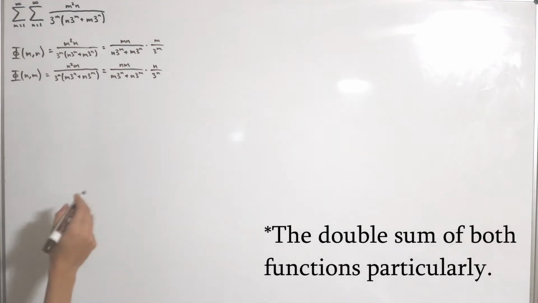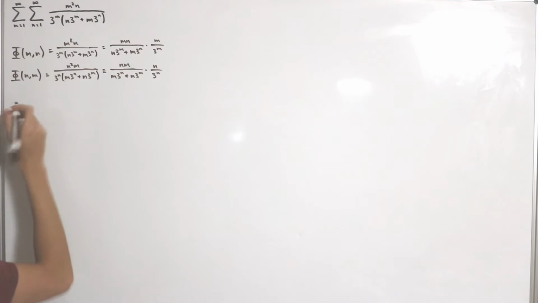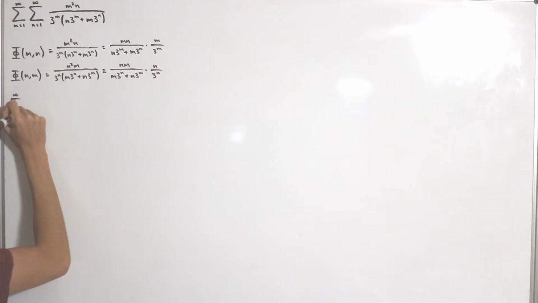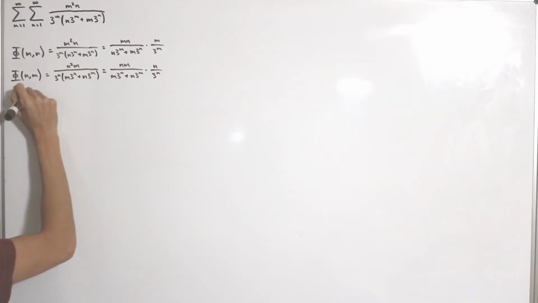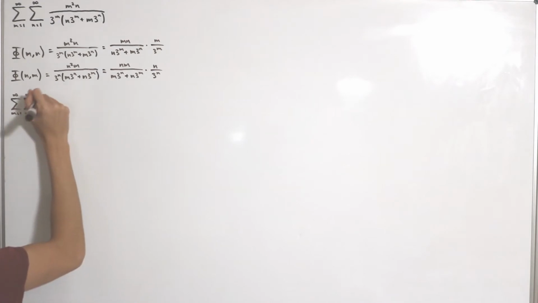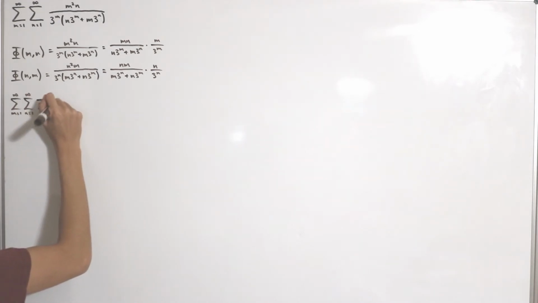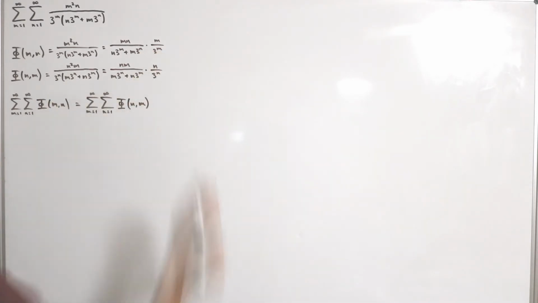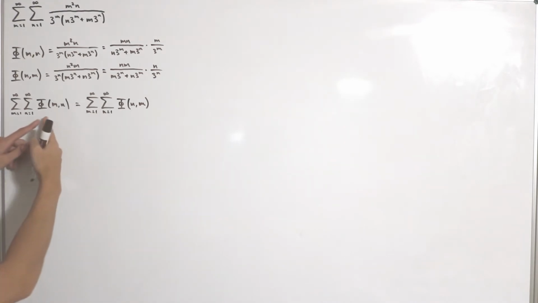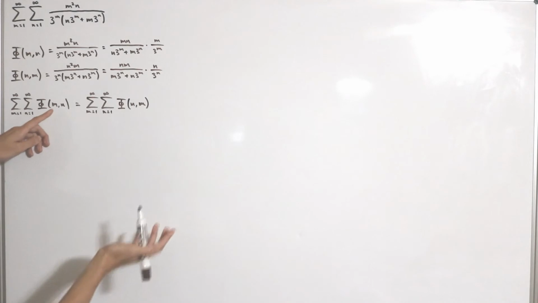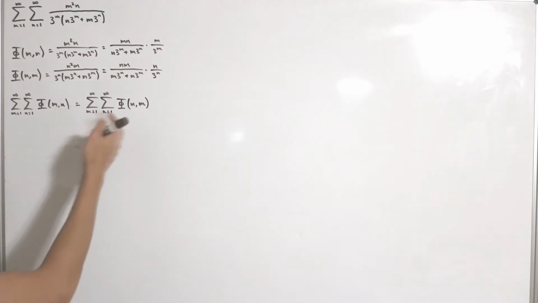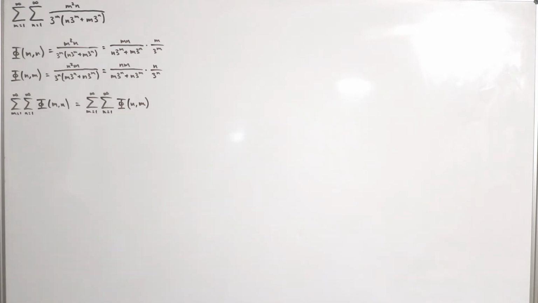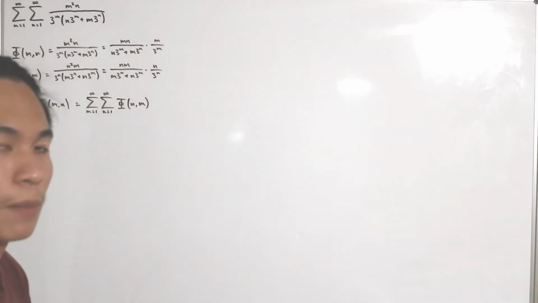So we can conclude, let me write this out: the double sum from m equals 1 to infinity and n equals 1 to infinity of capital phi of m, n, with m being our first parameter and n our second, is equal to the double sum of capital phi where n is our first parameter and m is our second parameter.